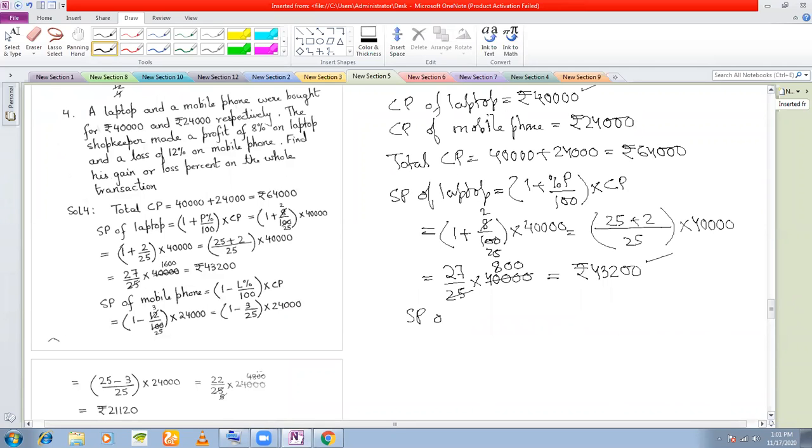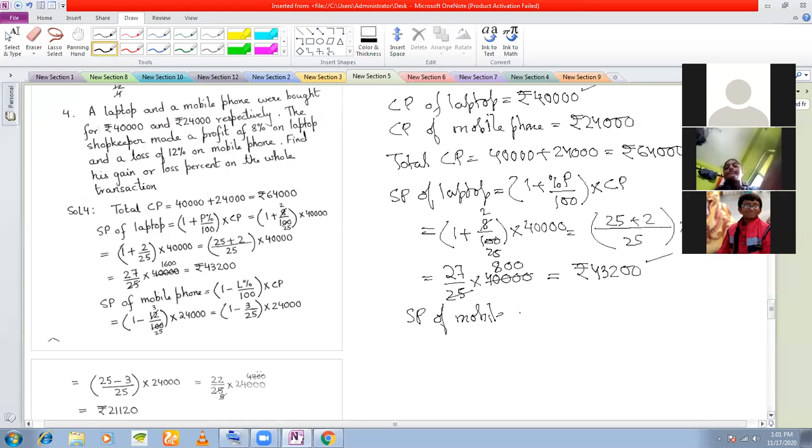The selling price of the mobile phone. He's selling this mobile phone at a loss, right? So 1 minus the loss percentage by 100 into cost price. How much loss is he making? He is making a 12% loss. Sir, 25 won't be divided by 800 to make 40,000, it means multiplied. Yes, 25 into 800, not 8.